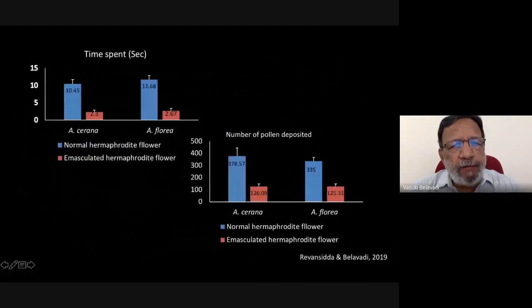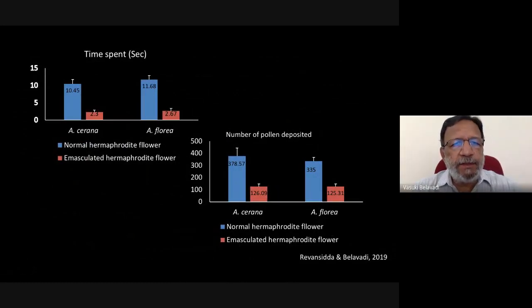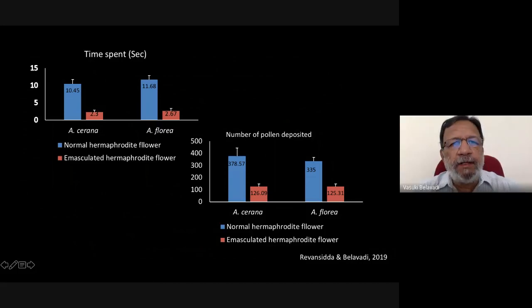So then we looked at the behavior of the bee. When you see the behavior of the bees, you see that in both Apis cerana and Apis florea, the honeybees, when they visit a normal hermaphrodite flower, they spend more time compared to an emasculated hermaphrodite flower. They spent nearly 10 seconds, 10.5 seconds, 4 or 5 seconds in a normal hermaphrodite flower compared to an emasculated hermaphrodite flower, where they spend just about 2 or 3 seconds.